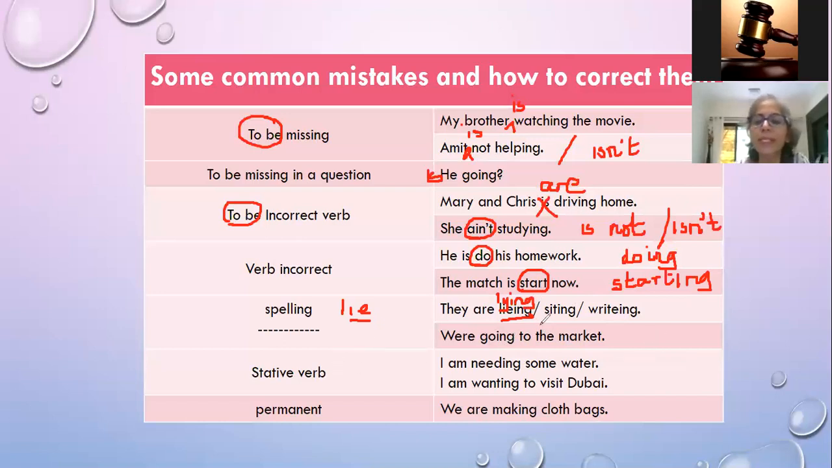Or if the word is ending in a consonant, vowel, and consonant, for example, sit. Sit is the verb which has ended in a consonant, vowel and a consonant. I is a vowel, S is a consonant, T is a consonant. So when a verb ends with a consonant, vowel, and a consonant, what do we do? We double the last letter and add ing. So here you see that only one T is written. We should have written SITTING.